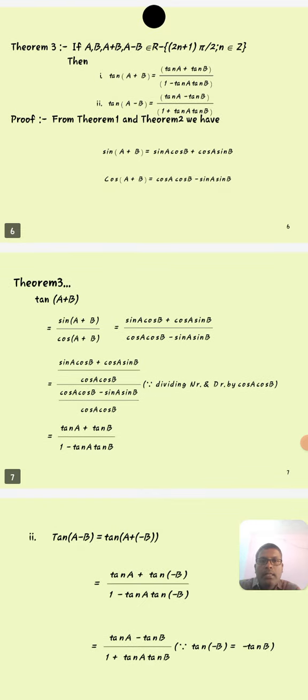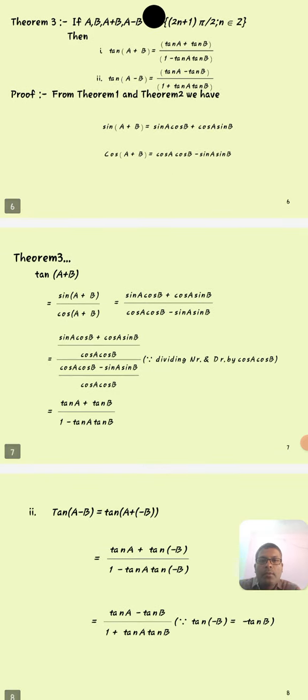Now using theorem 1 and theorem 2, we go to theorem 3. We write tan of a plus b is equal to, tan means what? Sin by cos. The tan function means sin by cos. So how to write tan of a plus b? That is equal to sin of a plus b divided by cos of a plus b. Are you clear? It is possible to write.